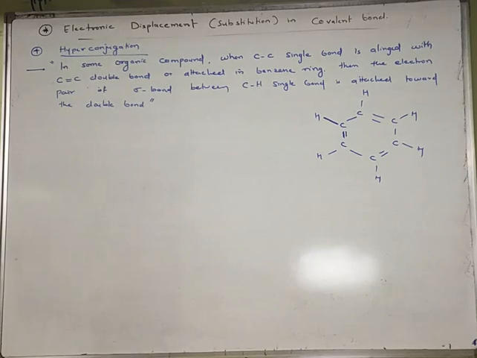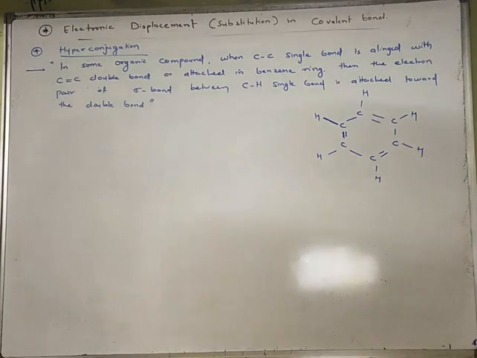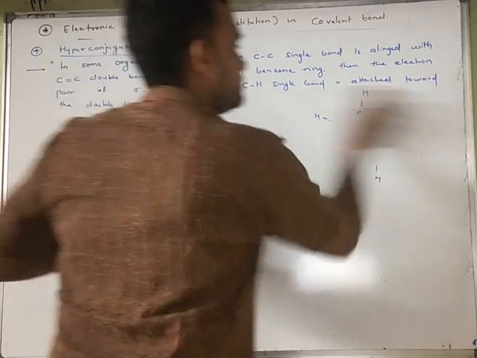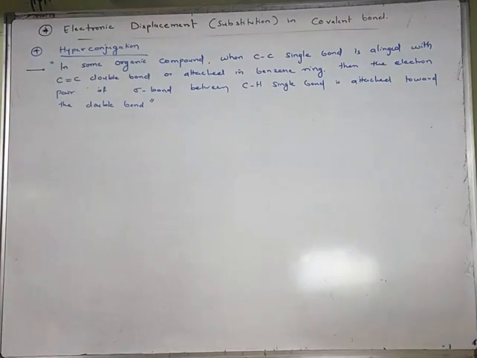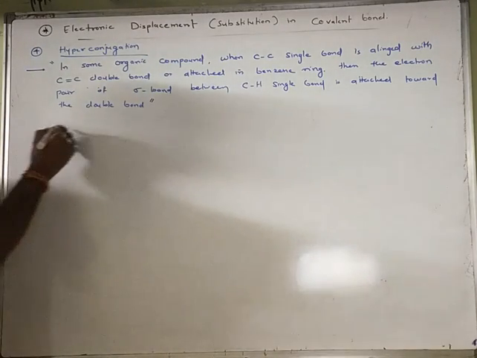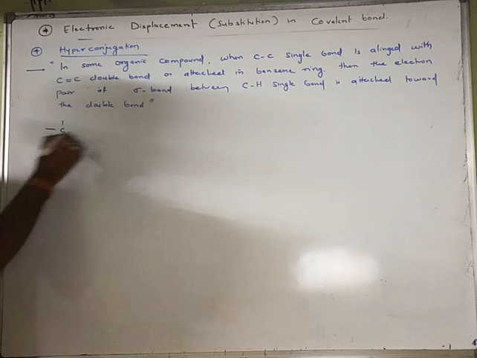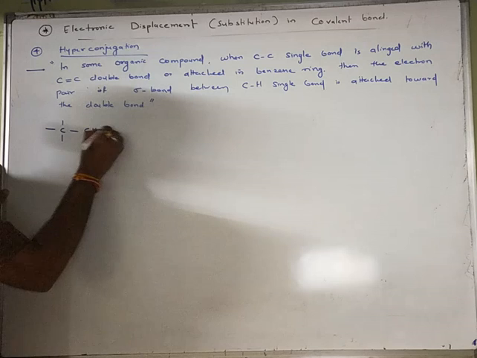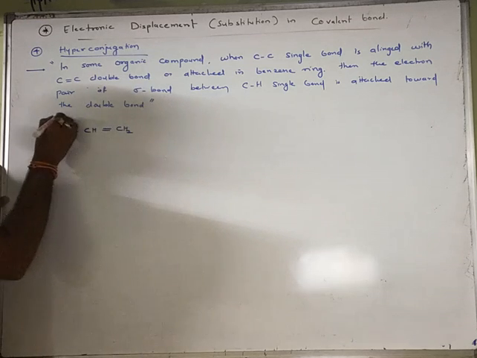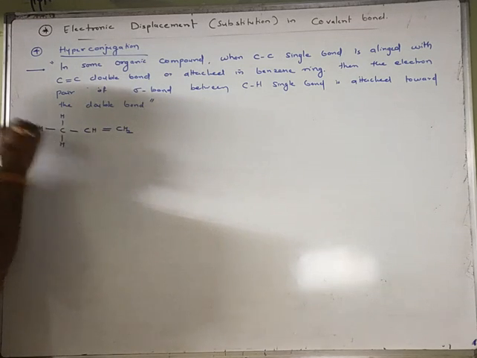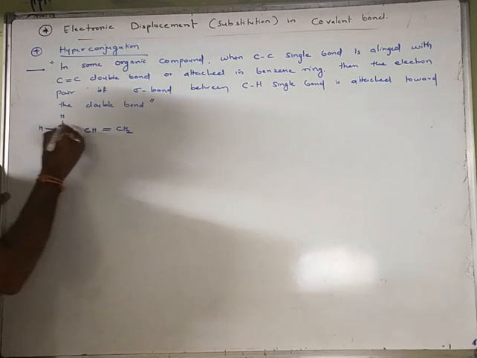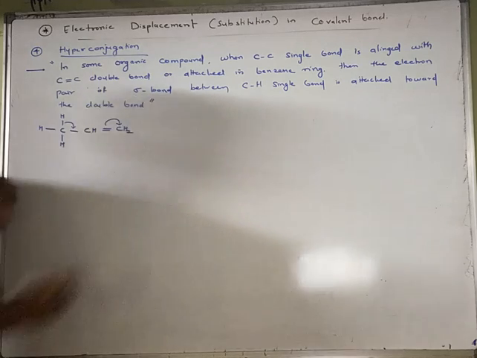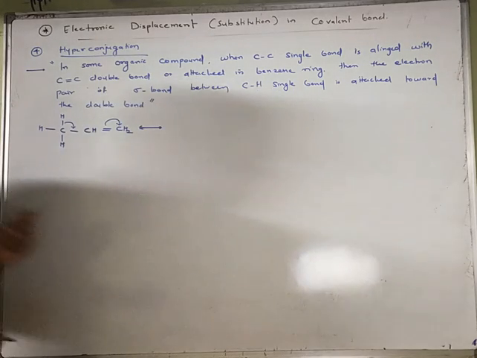If I take the example of propene, here we have a single bond and a double bond. See, if I take propene: 1, 2, 3, here CH3, then CH double bond CH2, with H and H. This bond will come here and this bond will break and go here. Is it clear? So what is the effect? We can say hyperconjugation is there.